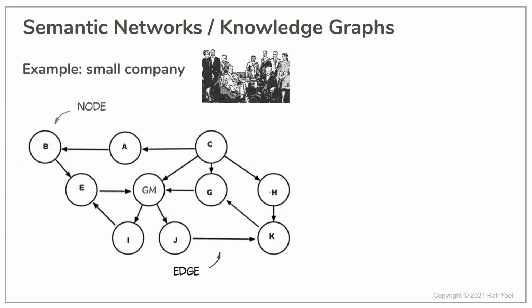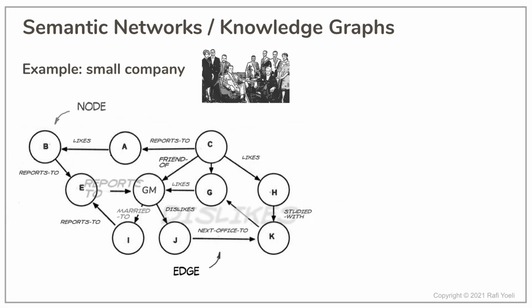Now, let's populate our network with relationships. The edges between nodes represent various types of connections such as reporting structures, friendships, likes and dislikes, office proximity, and even marital relationships. Notice how this single graph can capture a wealth of information about the company's formal and informal structure. With our network in place, let's consider how we might extract information from it.